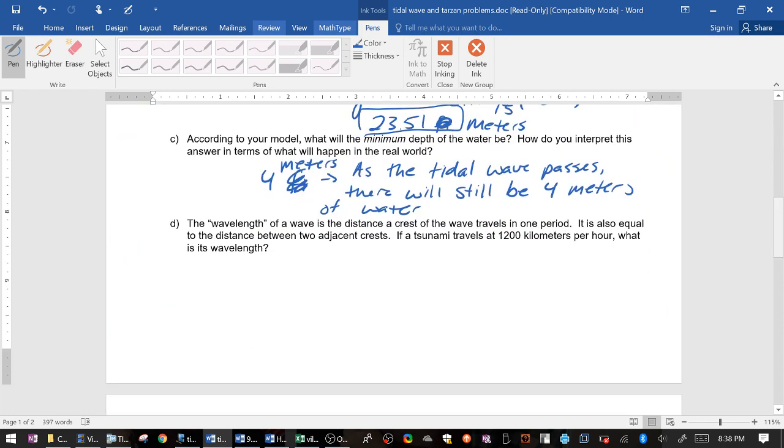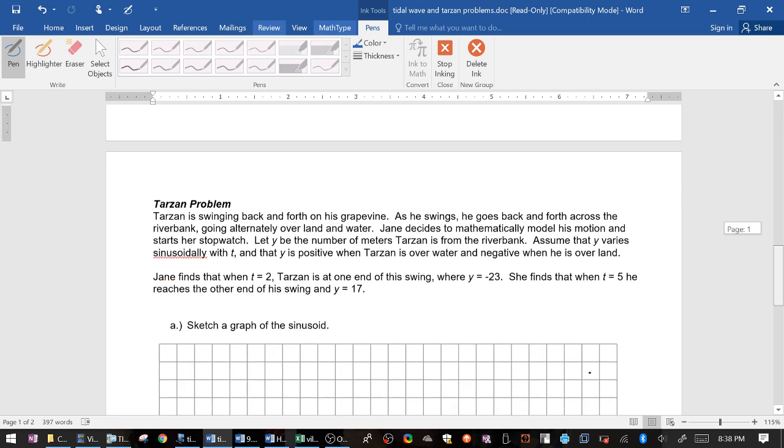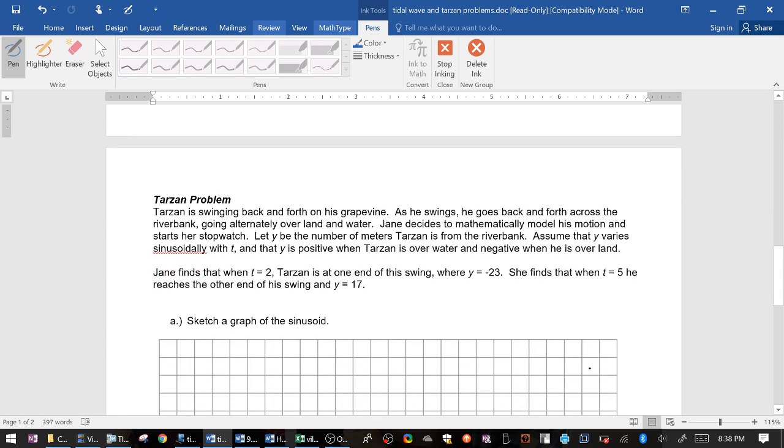D, and then on the very next page, there's a Tarzan problem. I want you guys to try this Tarzan problem. Work together in a group. You'll struggle a little bit on there, but I bet you guys can do it. And then we'll talk about it when I get back in class the next day. All right, good luck.